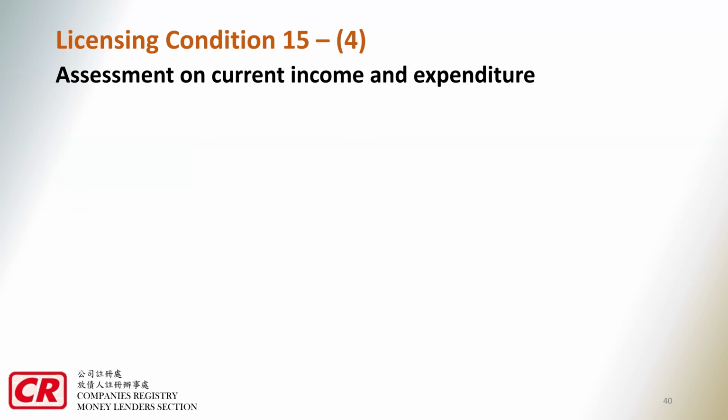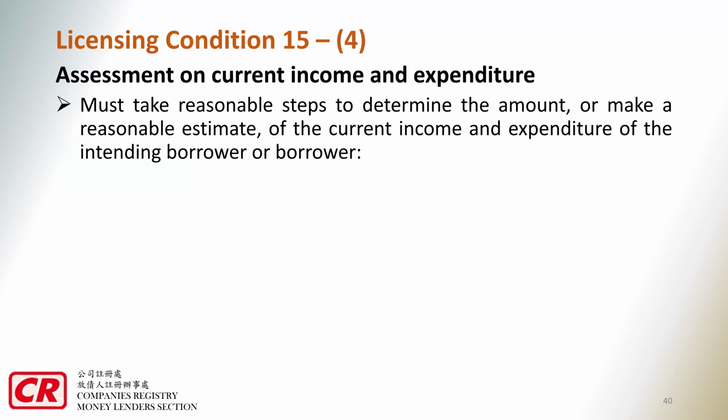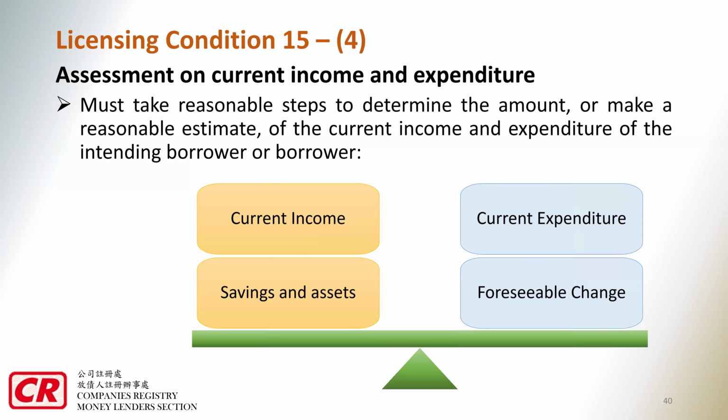And when assessing the current income and expenditure, the moneylender must take reasonable steps to determine the amount or make a reasonable estimate of the current income and expenditure of the intending borrower. When considering the current income of the borrower, moneylenders can consider the salaries as well as other income, such as a dividend or rental income. Also, the moneylenders can consider the savings and assets of the borrower as appropriate. And when considering the current expenditure of the borrower, apart from the existing debt, please be reminded to consider the essential living expenses and other expenditure, which is hard to reduce, to give a basic quality of life of the borrower. And the moneylenders can also consider whether there is any foreseeable change in the income and expenditure of the borrower.